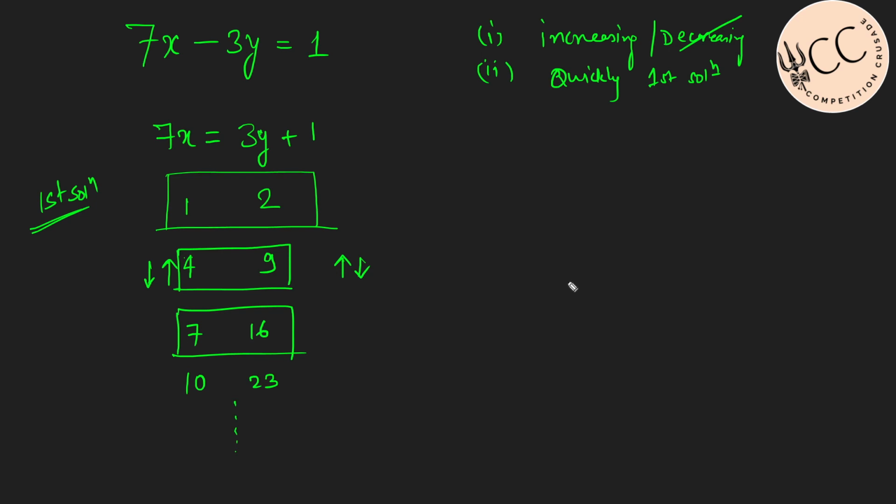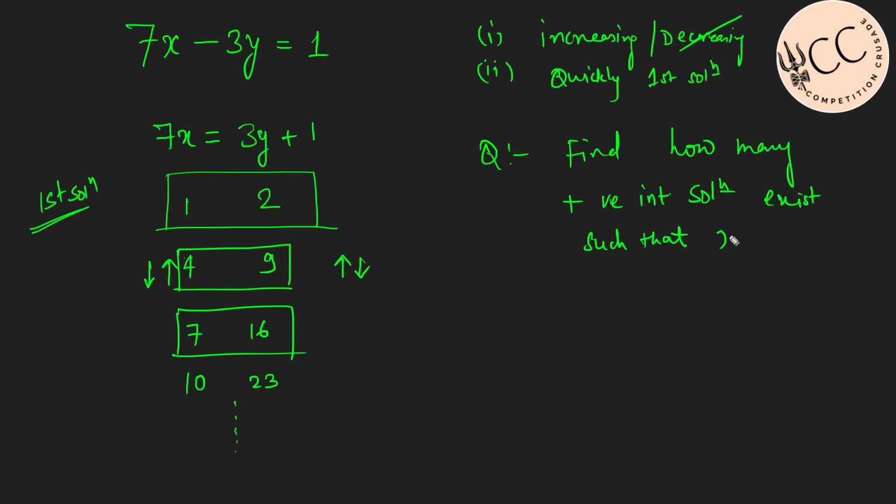Now how about this: I'm asking you the question, find how many positive integer solutions exist for this equation such that x is less than or equal to 100. Now obviously you can see that because this one is increasing in steps of 3, one thing that you should ideally observe is the increment of 3, and you have to be really quick to visualize that this is of the form 3k plus 1.